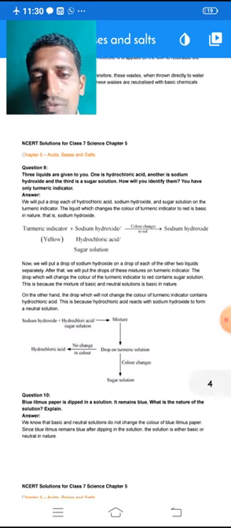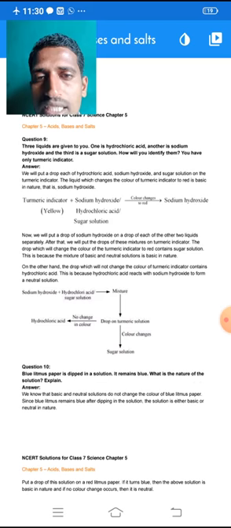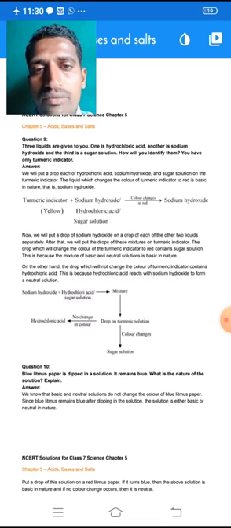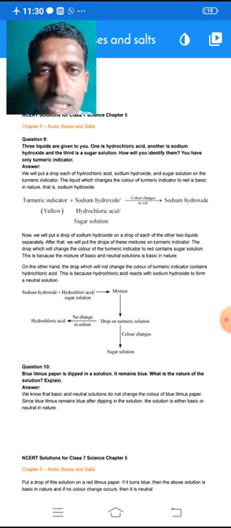Let's go for question number 9 and 10, both are there. Question number 9 is here. Three liquids are given to you. One is hydrochloric acid, another one is sodium hydroxide, and the third one is sugar solution. How will you identify them? You have only turmeric indicator. One indicator is given to you. You have to identify and separate them. The technique is simple. You have to put each drop of hydrochloric acid, then sugar solution, and the sodium hydroxide on a turmeric indicator.